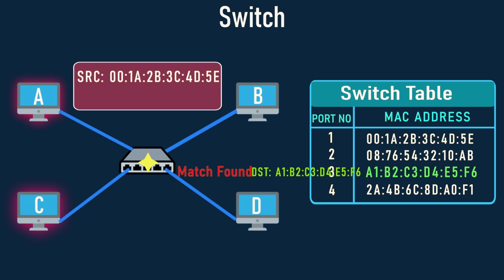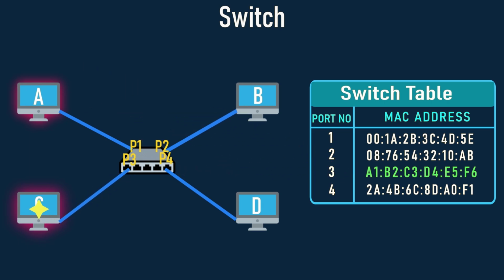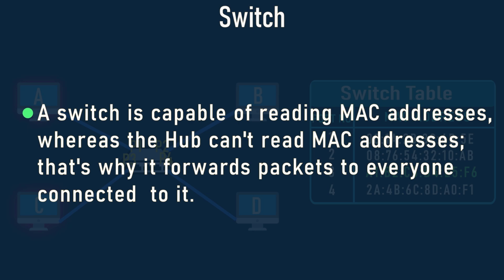In this case, the destination MAC address is at port number 3, so the switch forwards the packet to the device C. So unlike a hub, it sends packets only to the intended device. Similarly, if any device connected to the switch wants to communicate with another device, the same process is followed. The packet goes to the switch, which checks the MAC address table and forwards the packet to the destination. A switch is capable of reading MAC addresses, whereas the hub can't read MAC addresses. That's why it forwards packets to everyone.